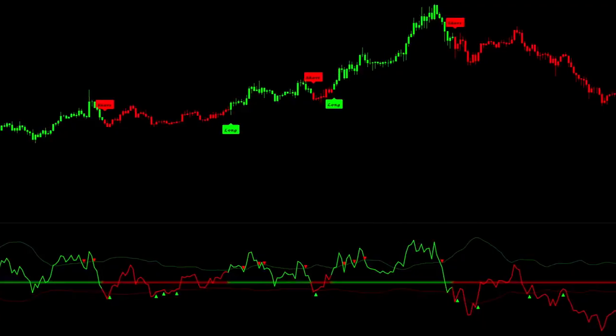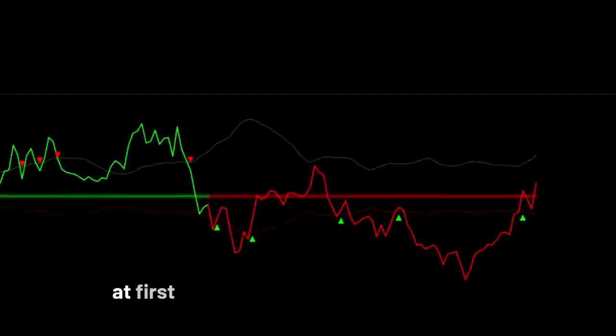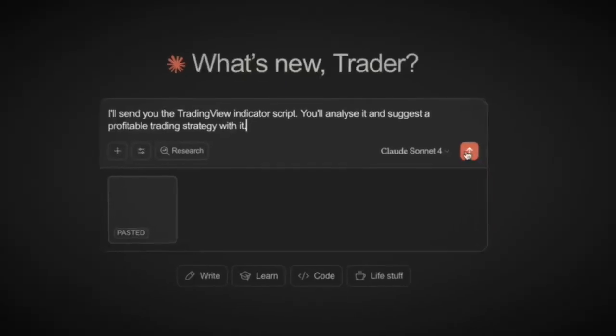I came across a strange-looking indicator on TradingView, one that hardly anyone was talking about. At first, it just looked like another oscillator, but I had a feeling there was more under the hood. So I did what most traders don't. I gave it to an AI.